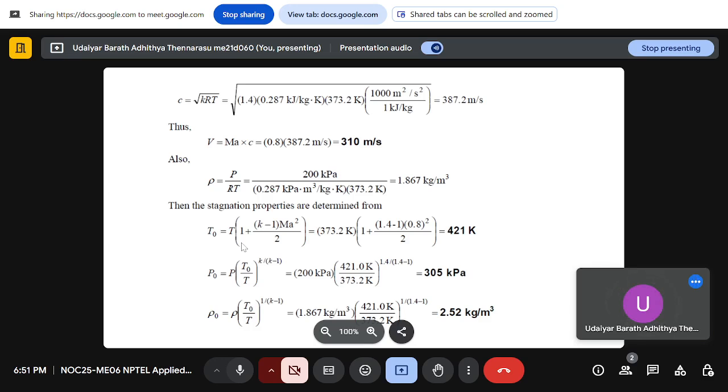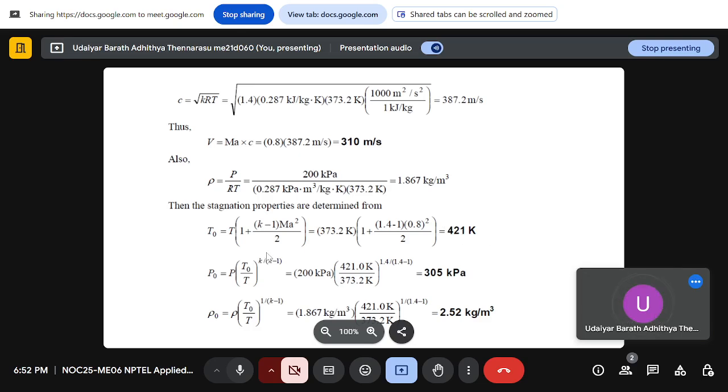That assumes the energy flow equation, having a flow and then bringing it to a stop isentropically. We substituted velocity in terms of Mach number and speed of sound, and speed of sound, by the ideal gas assumption, is root of gamma RT. So from this T naught, we know gamma, Mach number and temperature: 373.2 into 1 plus 0.4 into 0.8 square divided by 2, which comes out to be 421 Kelvin. That is the stagnation temperature.